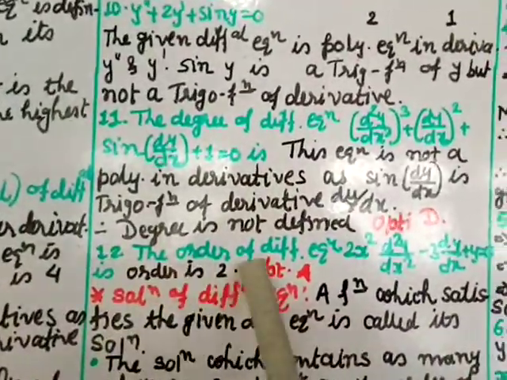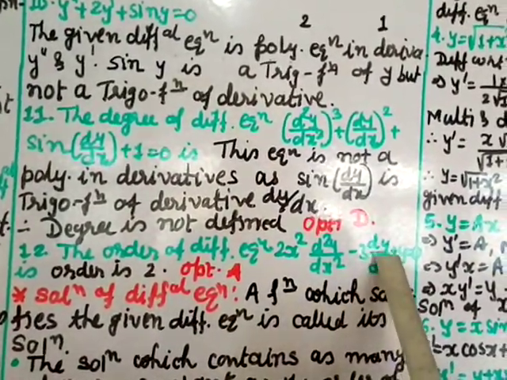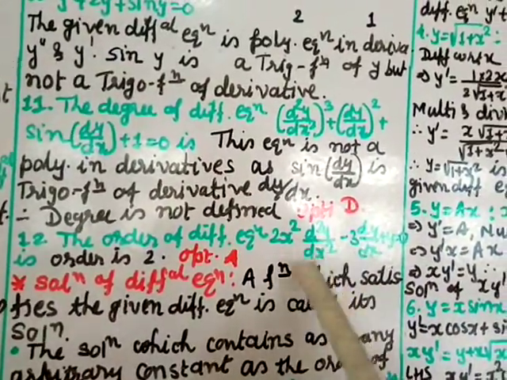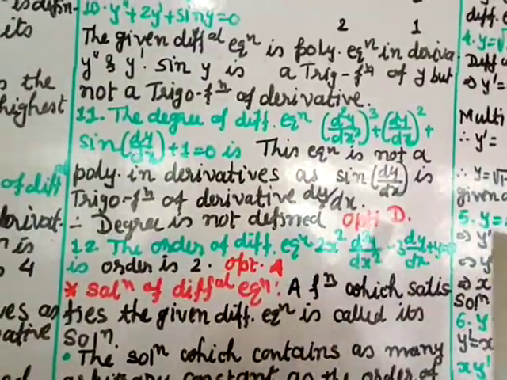Question number 12, the order of the differential equation 2x square d square y by dx square minus 3 dy by dx plus y equal to 0 is. Now here order means highest derivative. So the highest derivative is the second derivative. So order is 2. That is option A. Option A is the correct answer.